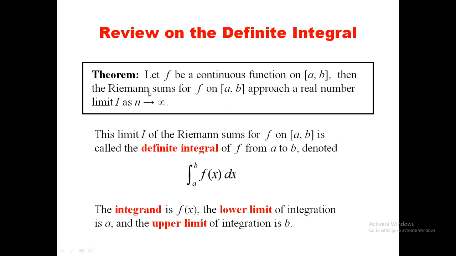We say n approaching infinity in the definition because your subintervals could be as many as you want them to be. That way, the area that you are getting is close to the area under the curve of your function. So the area that you're determining is the value of this definite integral, the function integrated from a to b. The integrand is f of x, the lower limit is a, and the upper limit is b. That's just a short review.